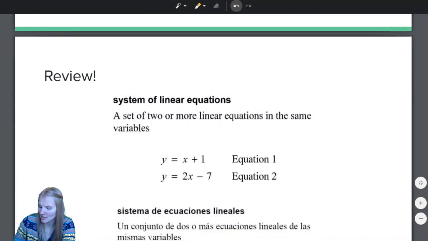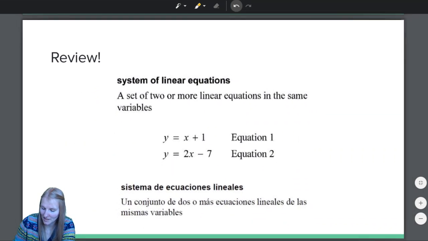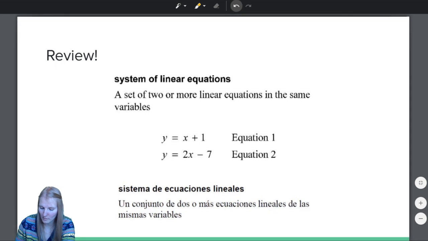Before we talk about the number of solutions, let's review what is a system of linear equations. It is a set of two or more linear equations. Except remember, we're not talking about the or more part. Set of two linear equations in the same variables. So we're going to continue working with these today.